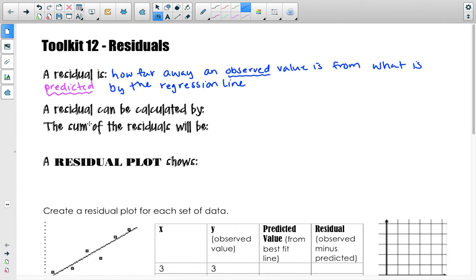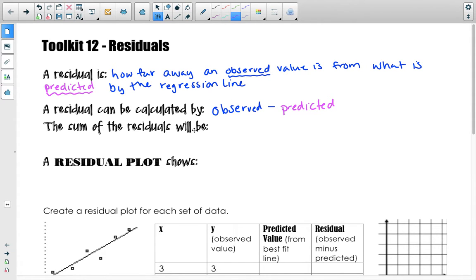So we would want to find the residuals by finding the observed values and subtracting the predicted values. The smaller the residuals are, that means that the line of best fit, or the equation of best fit, fits the data better. The bigger the residuals are shows that you have more of a weaker line of best fit.